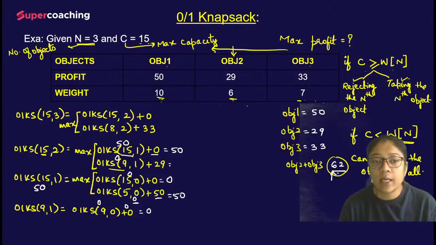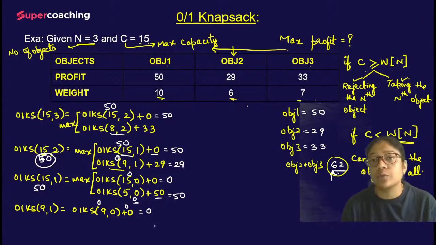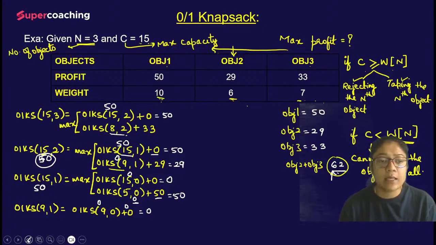0 plus 29 is 29. So here 50 value will be returned. Maximum of 50 and 29 is 50, so 50 value is returned 50. 50 plus 0 is 50. एक solution आ रहा है which is returning the profit as 50. But there is another call as well, 8, 2. Let's expand it. 01 knapsack 8, 2.